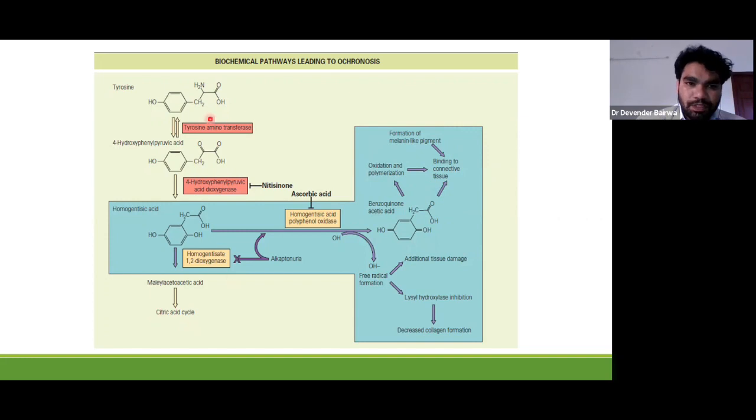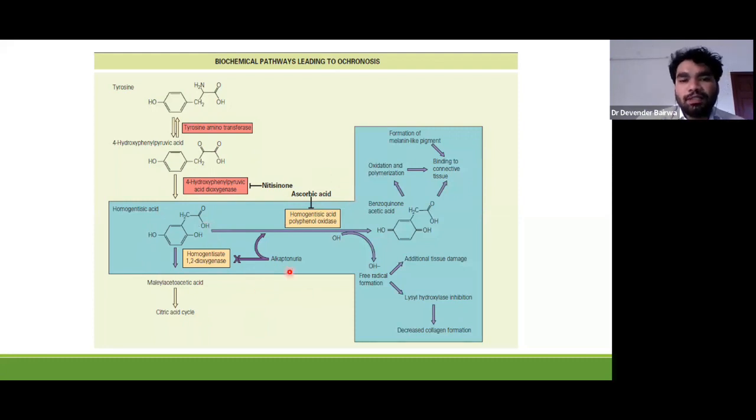This figure also shows beautifully that people are giving nitisinone and ascorbic acid for treatment of alkaptonuria. You can see that nitisinone is inhibiting one enzyme prior to the defect in alkaptonuria, so that homogentisic acid is not formed at all.